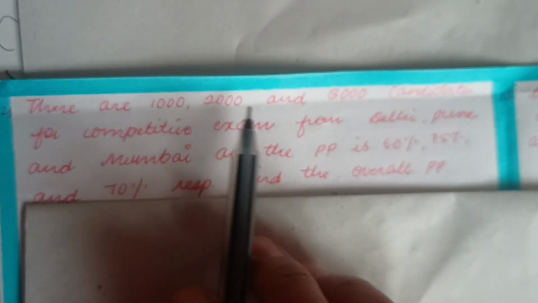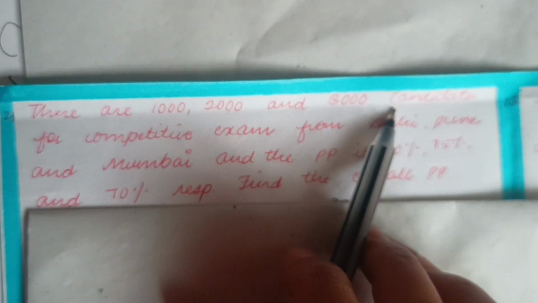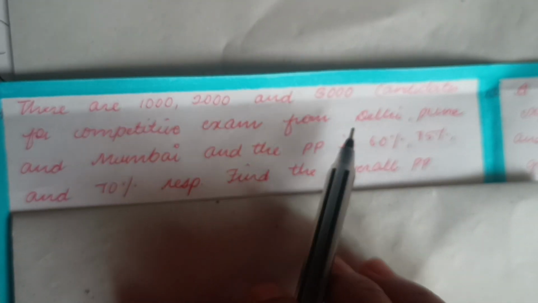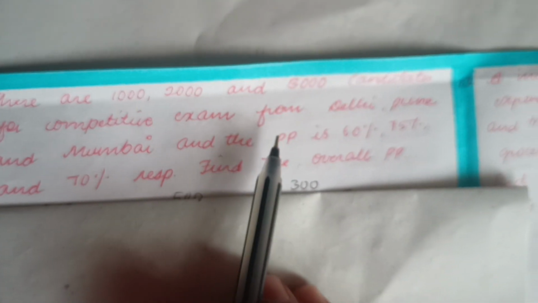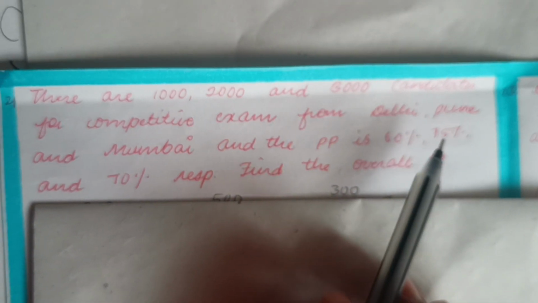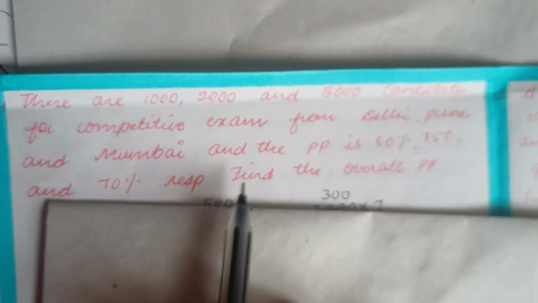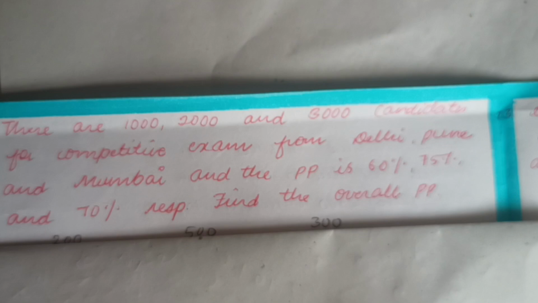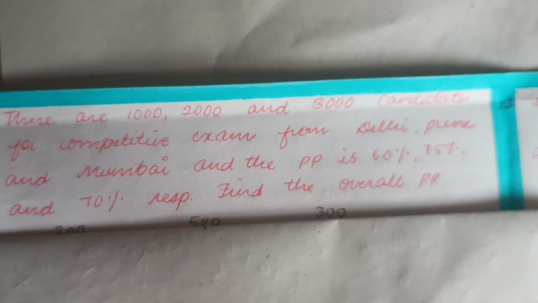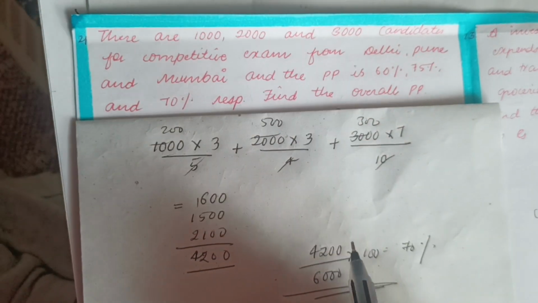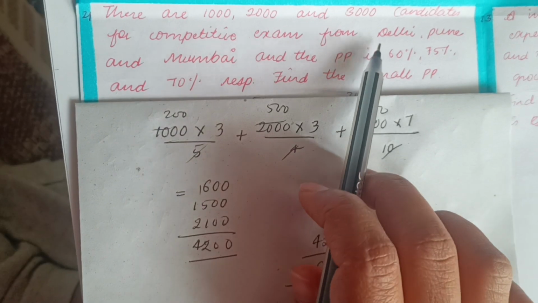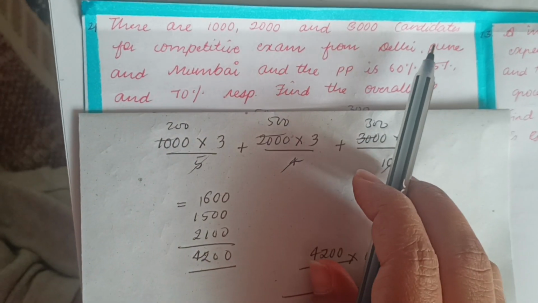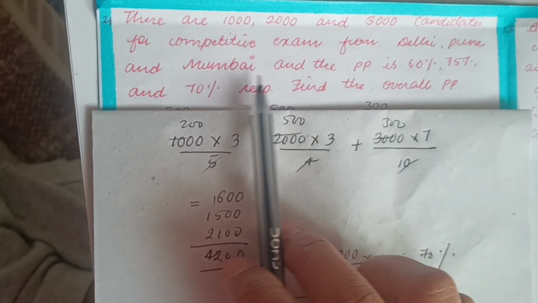There are 1000, 2000 and 3000 candidates for competitive examinations from Delhi, Pune and Mumbai, and the passing percentage is 60%, 75% and 70% respectively. So find the overall passing percentage. In order to solve that, from the question we know that there are 1000 candidates from Delhi, 2000 candidates from Pune, and 3000 candidates from Mumbai.